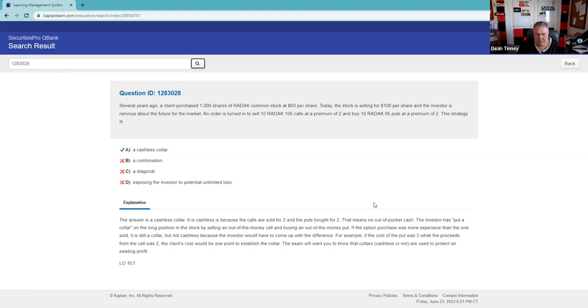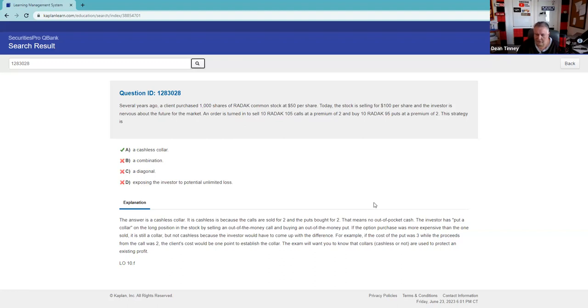An order is turned in to sell 10 Reddit 105 calls for 2. So we have obligated ourselves to sell our 1,000 shares at 105. And then we buy 10 Reddit 95 puts for a premium of 2. So we now have an obligation to sell at 105 and a choice to sell at 95. Pretty smart customer here. What we're doing is selling the calls to pay for the puts.